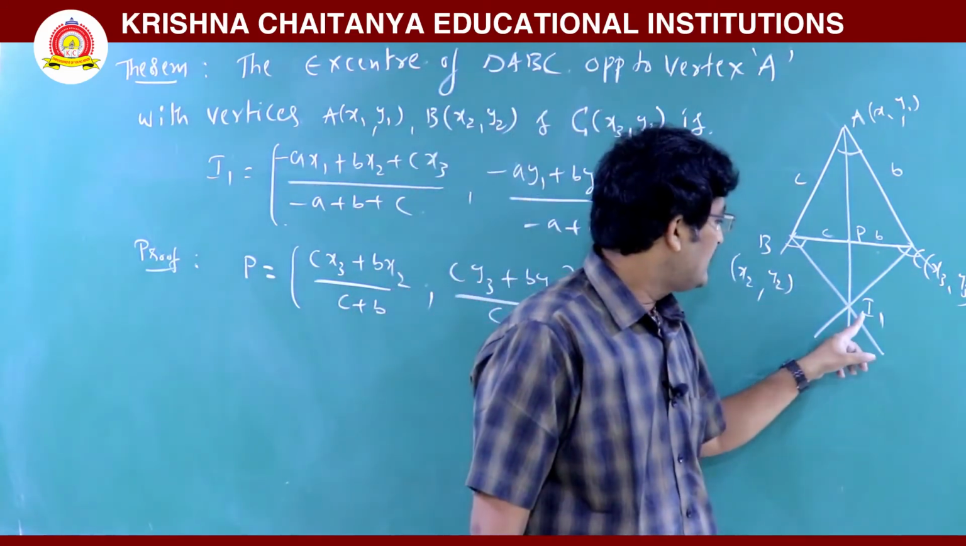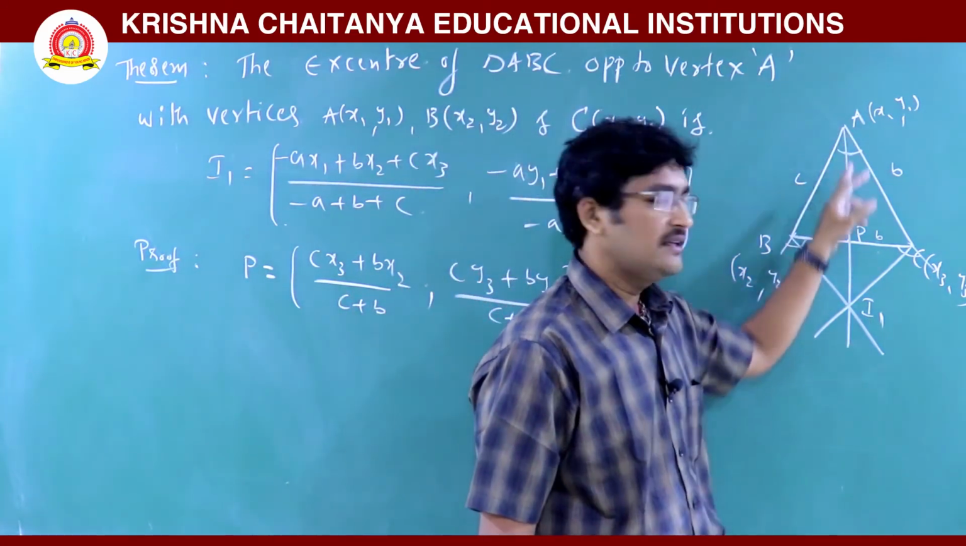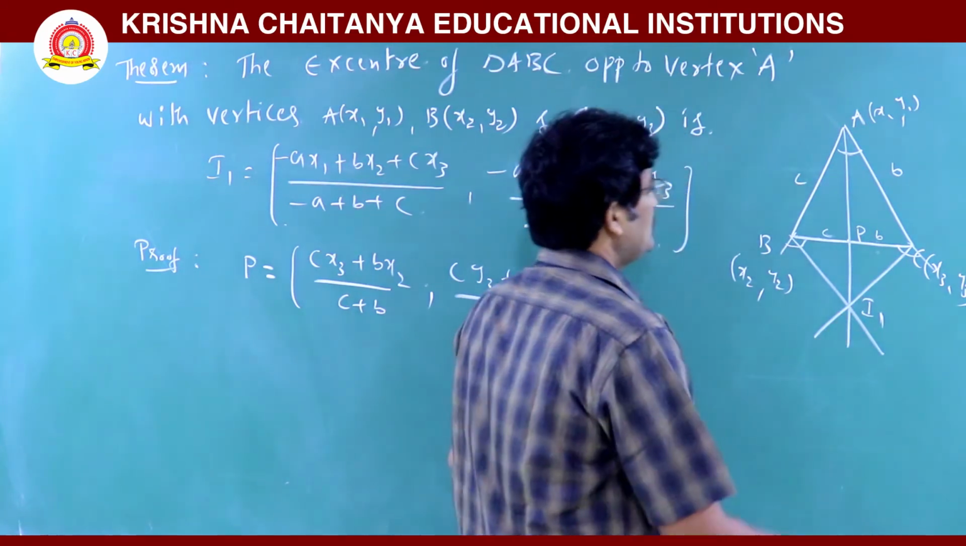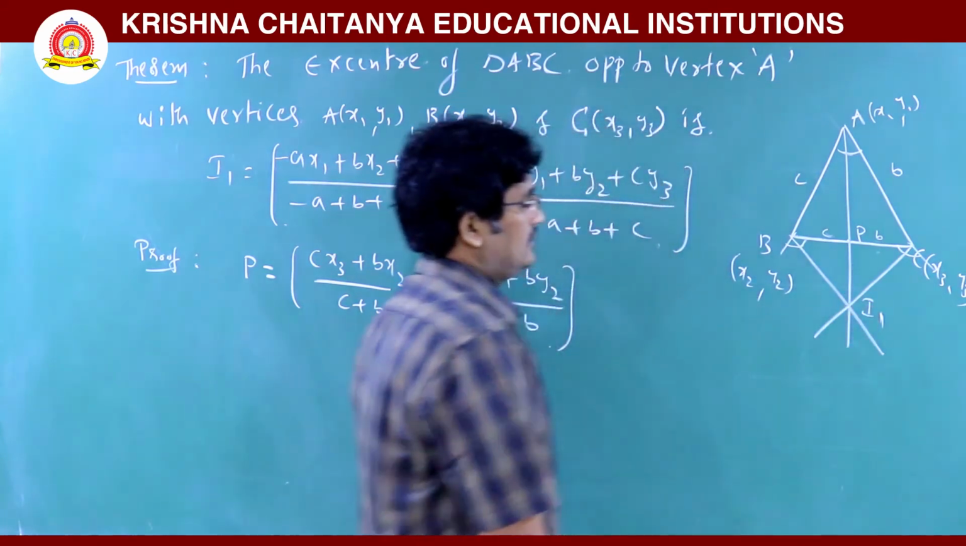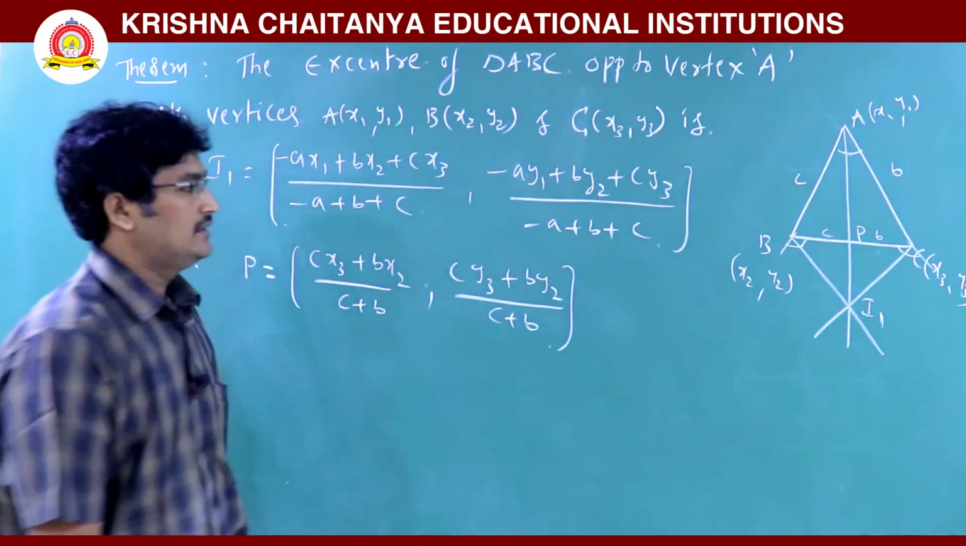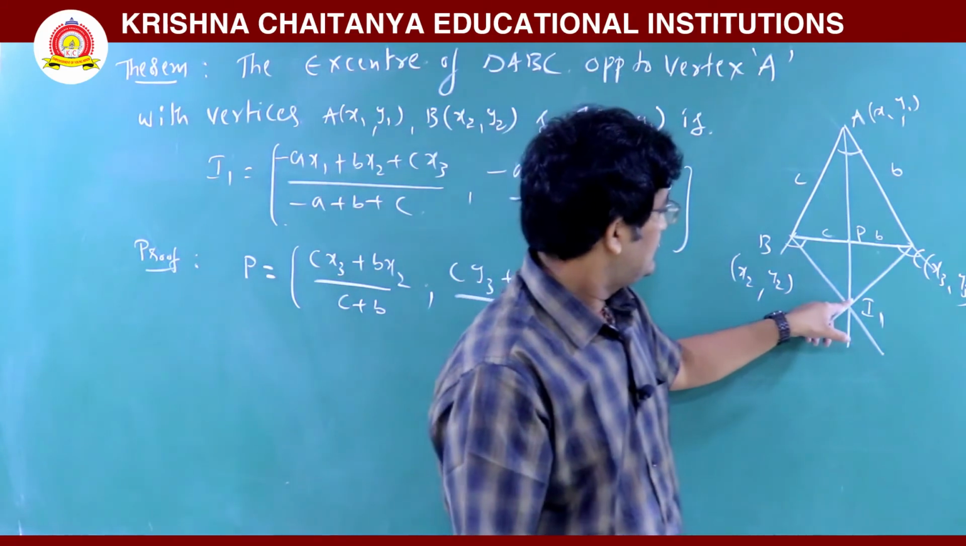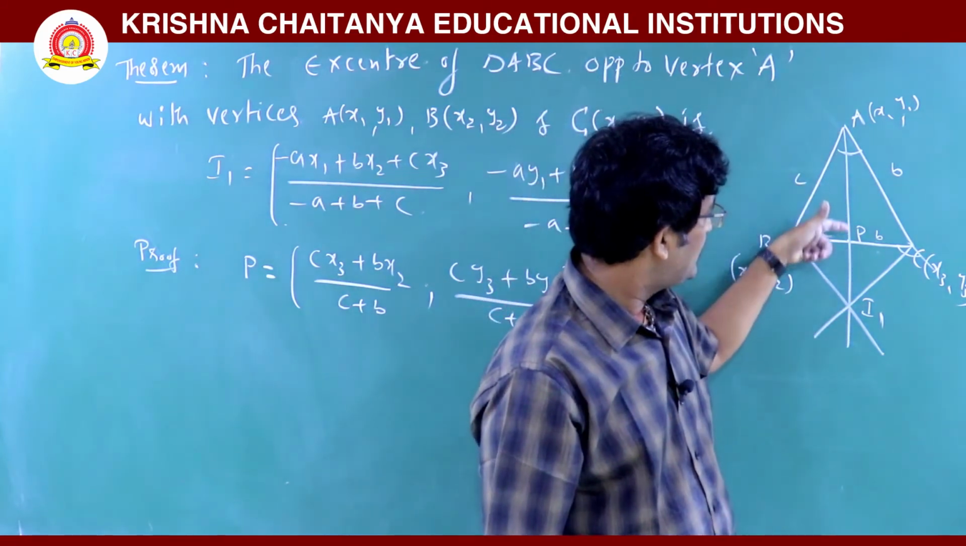Now, what do we need here? I1, the excenter opposite to A, we need now. So you can say easily this I1 divides AP bar in how much ratio?